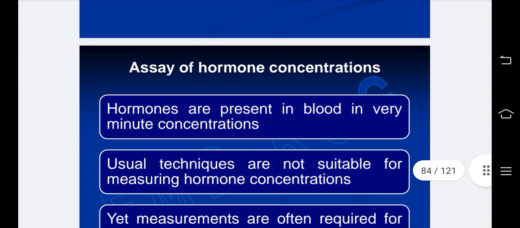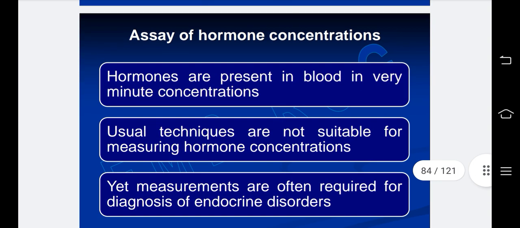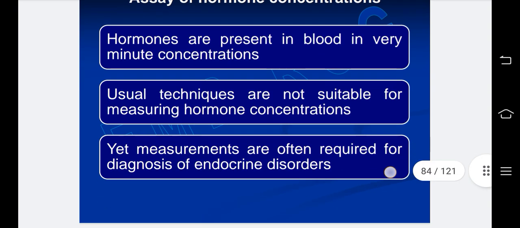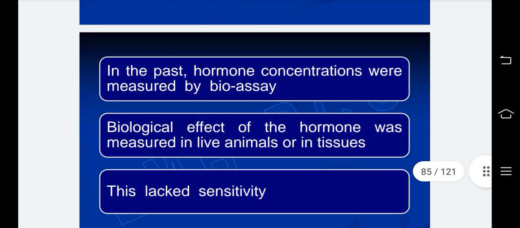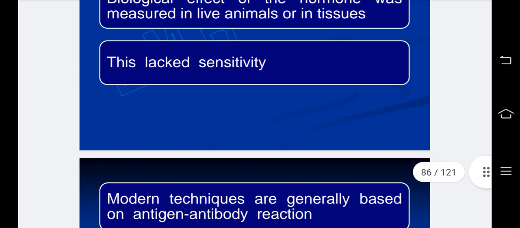Immunoassay of hormone concentrations. Hormones are present in blood in very minute concentrations. Usual techniques are not suitable for measuring hormone concentration, yet measurements are often required for diagnosis of endocrine disorders. In the past, hormone concentrations were measured by bioassay. Biological effect of the hormone was measured in live animals or in tissues. This lacked sensitivity.